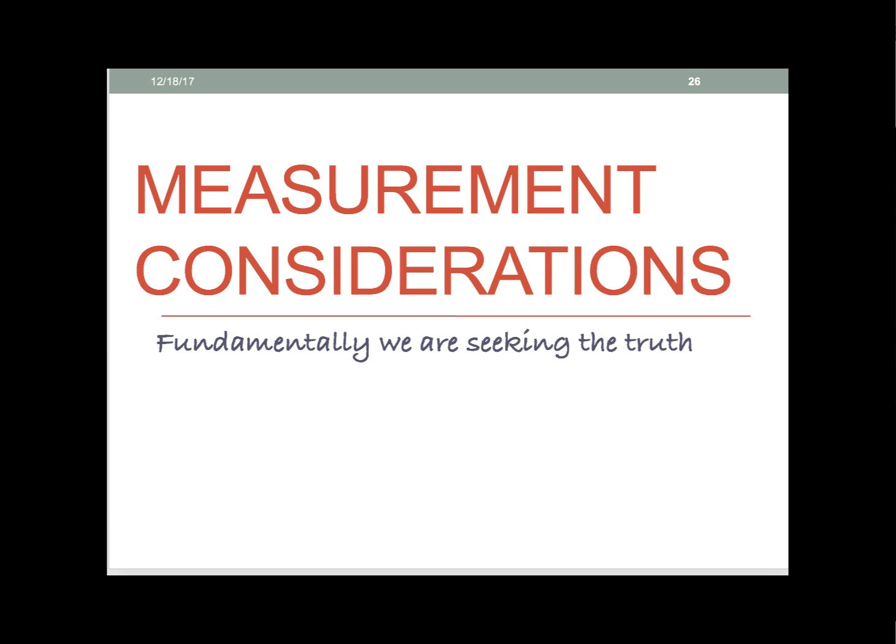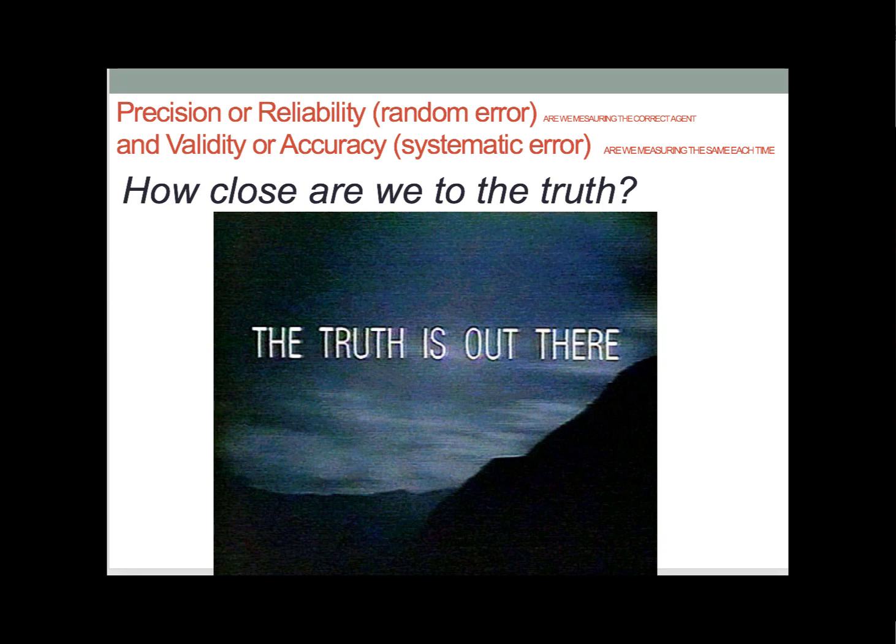So we're going to talk a little bit more about our measurement considerations and our error, because ultimately what we're trying to do is come as close to the truth as we possibly can, but of course we don't know what the truth is. So there are 2 terms that are used interchangeably. One is precision or reliability, and that is our random error. And then we have our validity or accuracy, and that's our systematic error.